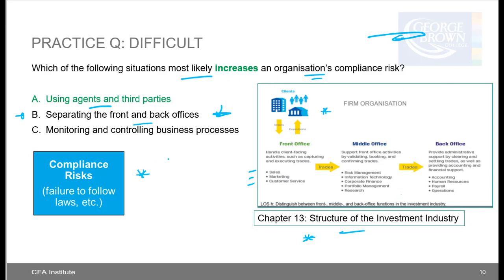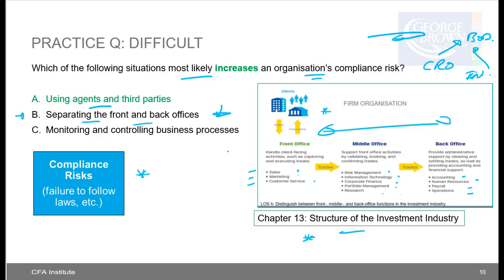So when you're looking at the compliance risk and you see a question here separating the front and back offices, I like to go back and remember, oh yeah, front office is sales, marketing, customer service. Back office is accounting, human resources, payroll, and operations. Remember, compliance runs through all offices from front to back. And the middle office is risk management, IT, corporate finance, portfolio management, and research. And then I remind myself the CRO, Chief Risk Officer, is going to report to the Board of Directors, and the internal auditors are going to report to the Audit Committee on the Board of Directors, okay, internal audit.